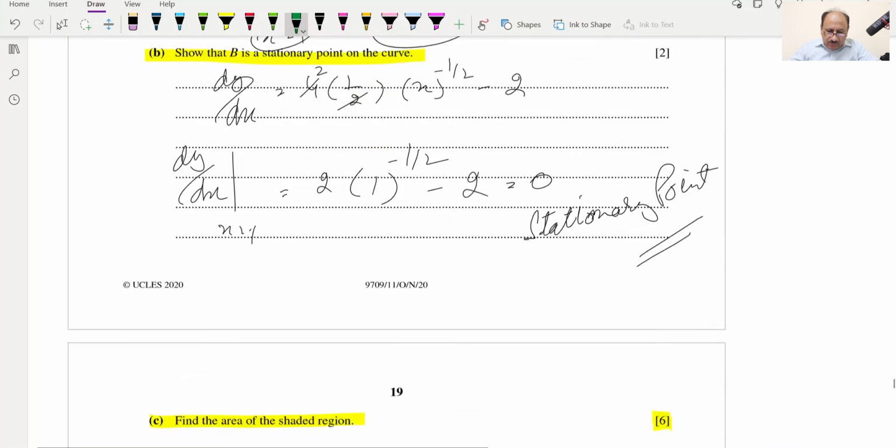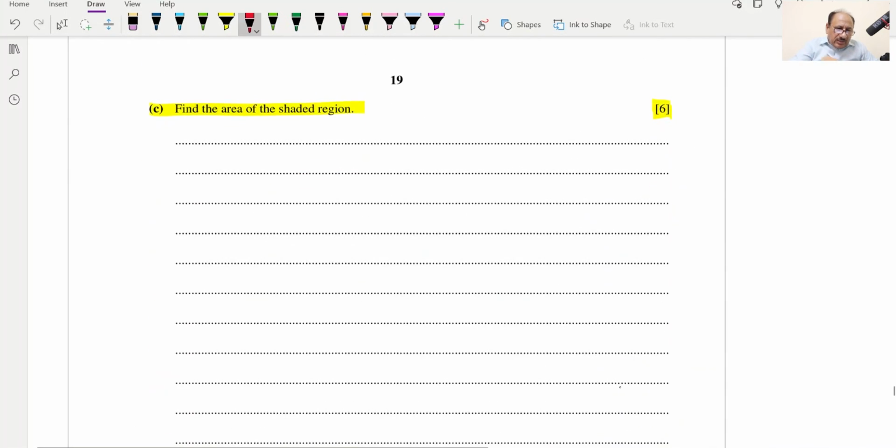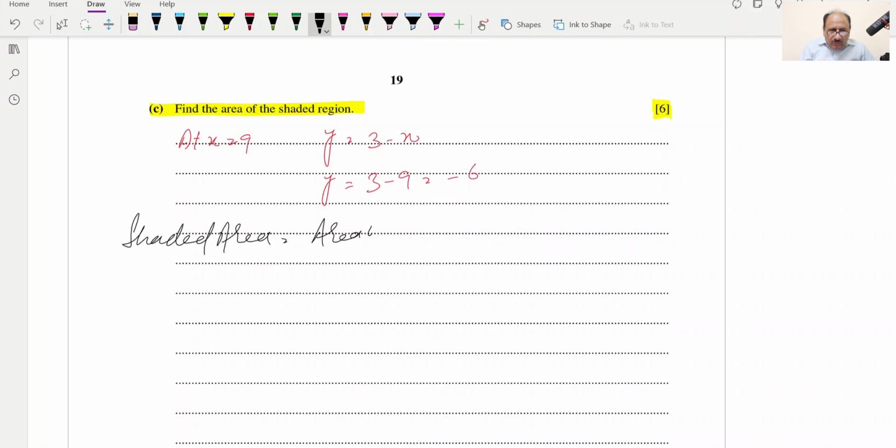Area will be equal to what? We can write here at x equal to 9, y will be equal to... this is the step which we have already done above with the drawing, but I'm writing it here for working so that we can show working. Now shaded area is equal to what? Shaded area is equal to area of triangle minus integral from 4 to 9 of y dx. So this area we will be subtracting.